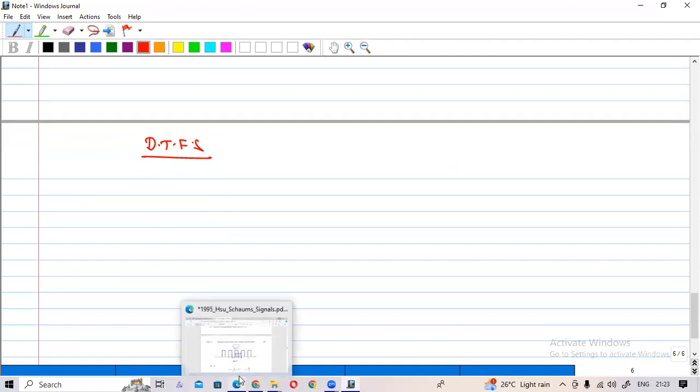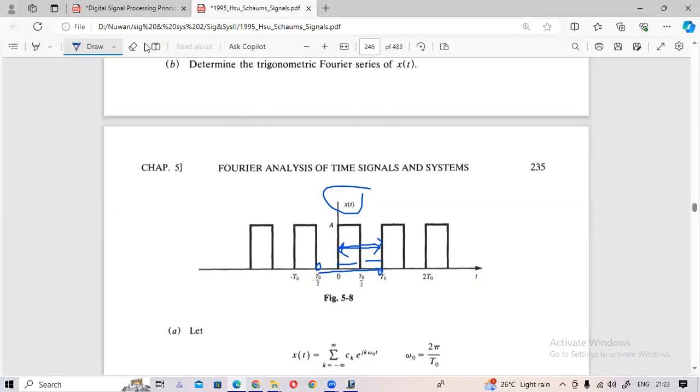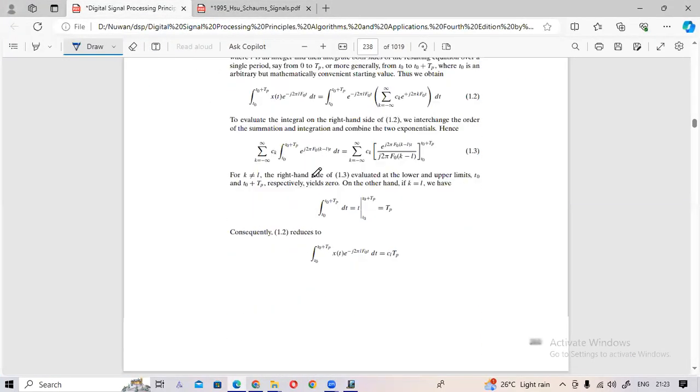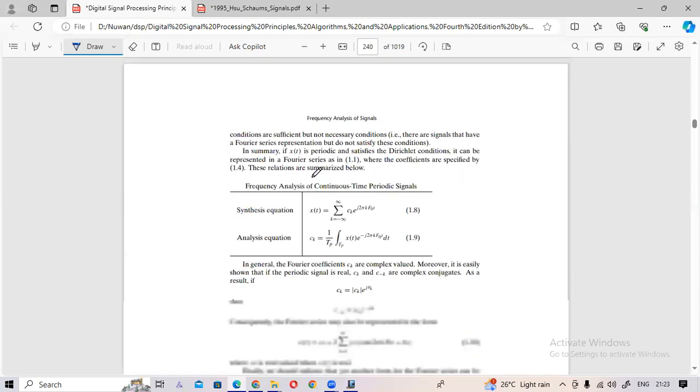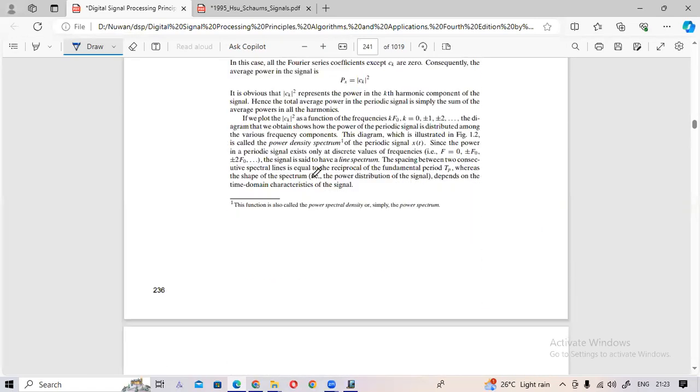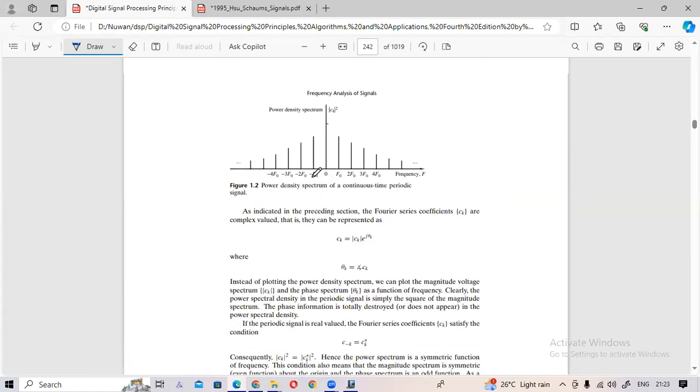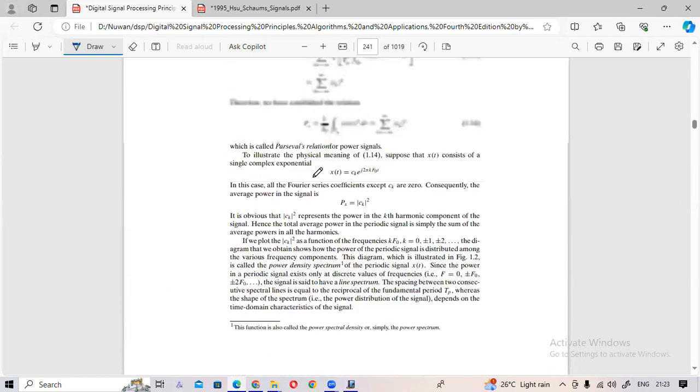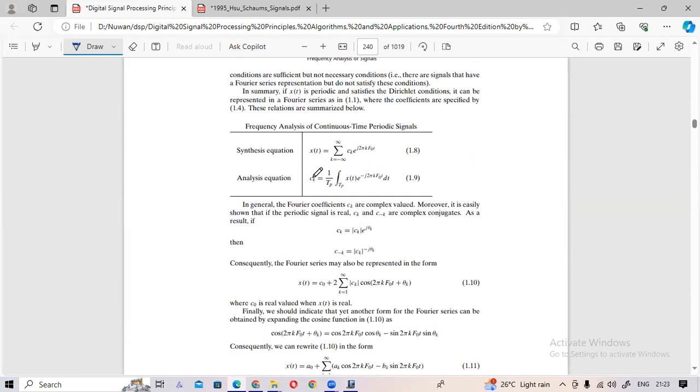Now we will do one example relating this. That kind of question will come in your mid exam, so that is related with the mid exam. There is a description actually.